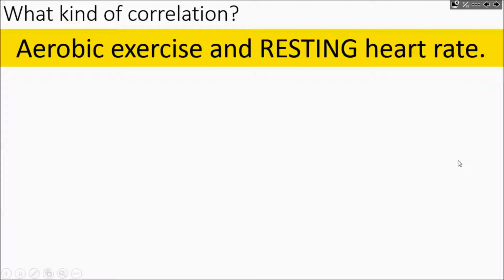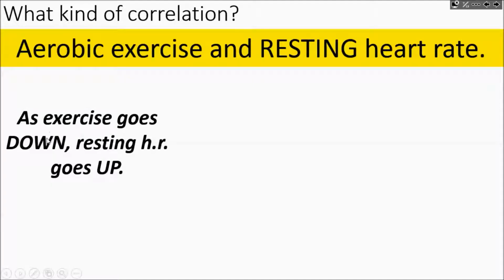Aerobic exercise and resting heart rate. Kids get confused with this one, because if you're exercising a lot, your heart's going to beat faster, but they're not talking about your heart rate as you're exercising. Aerobic exercise is things like running, things that get your heart beating faster. But when you're resting and you have a strong heart, your heart doesn't have to work that hard. So the more aerobic exercise you do, the lower your resting heart rate is.